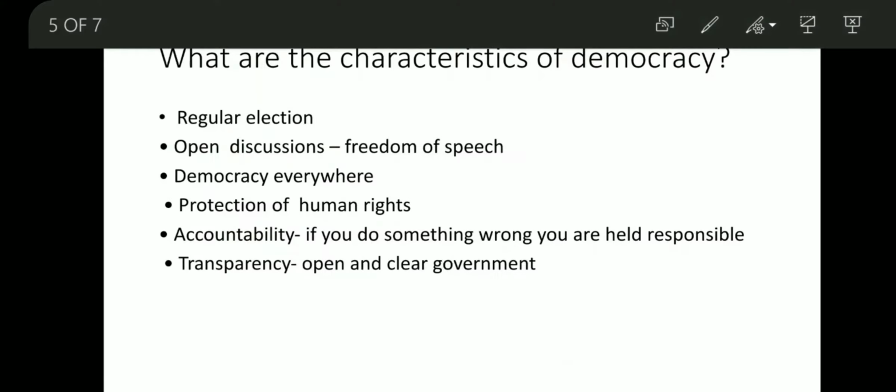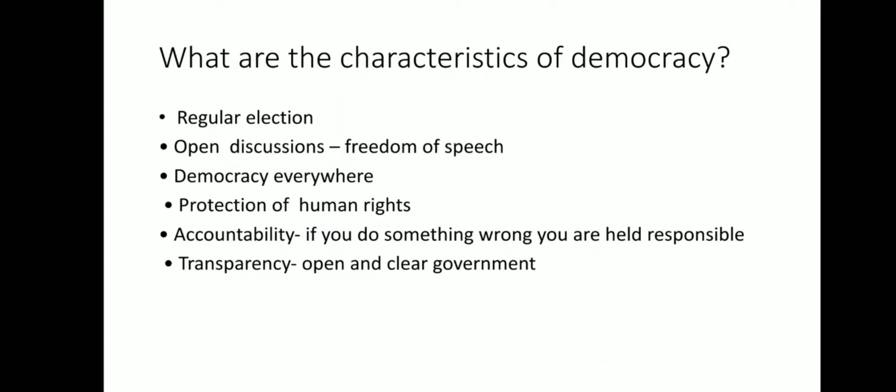Now let's speak a little bit about democracy, which also includes our country as being a democratic state. What are the characteristics of democracy? We have regular elections every 4 to 5 years. The democratic states have regular elections, like what happened now. People voted President Hage Geingob again.